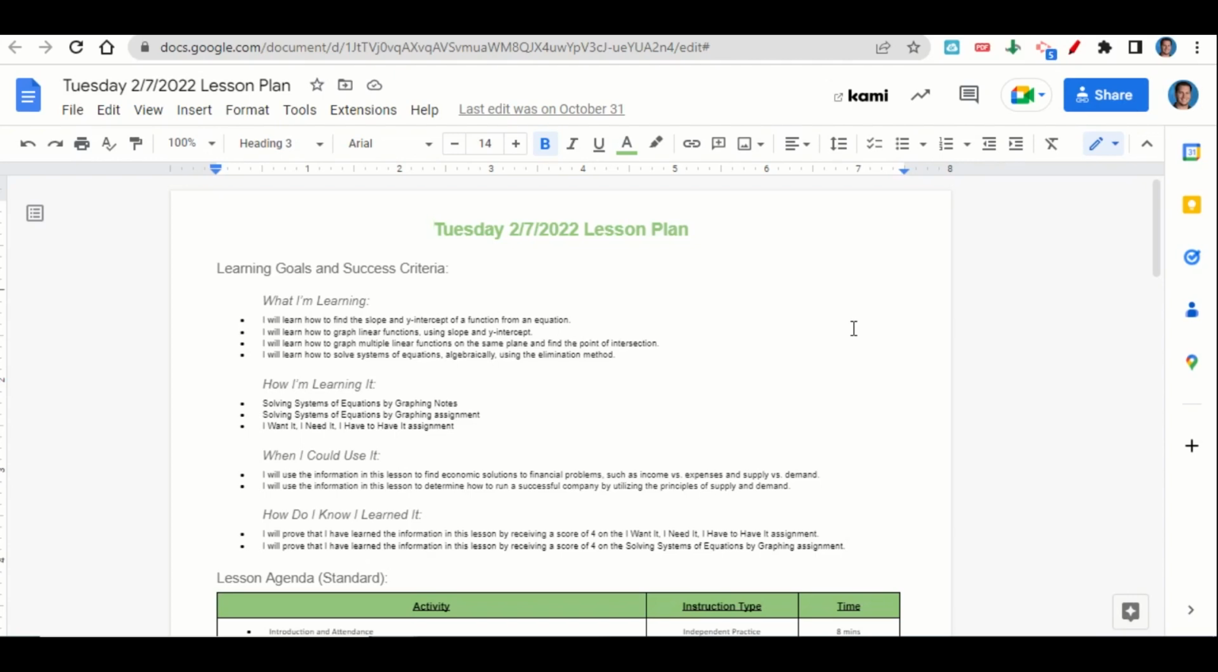When can we use this information? To find economic solutions to financial problems such as income versus expenses and supply versus demand, and to determine how to run a successful company by utilizing the principles of supply and demand.